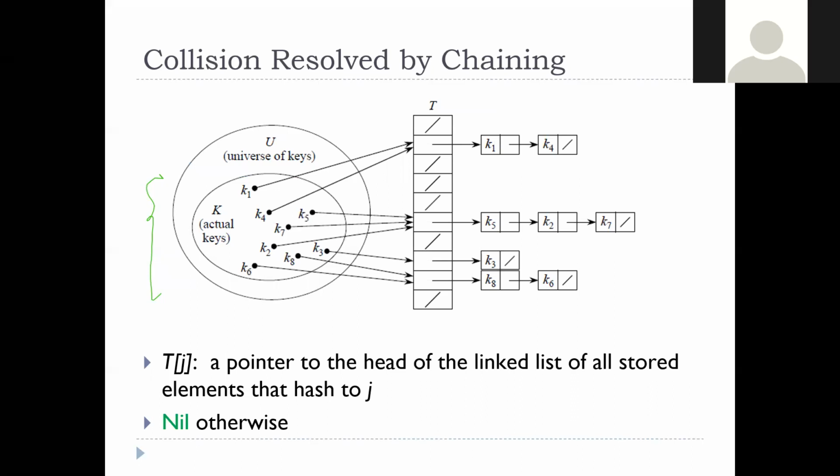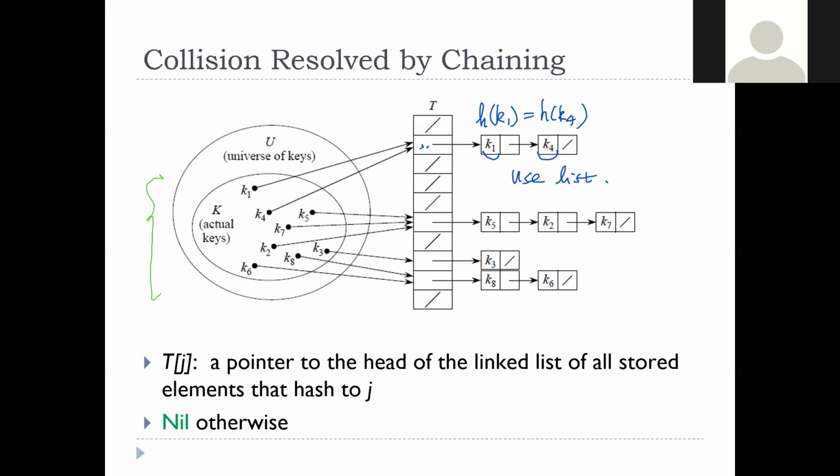If you have multiple keys hashed to the same entry, in this case, the hash value of K1 and the hash value of K4 both got mapped to the same value here. Then if multiple keys got mapped to the same index, we simply store them there using a linked list. We just chain them together using a list. This is called resolving by chaining. That's it.